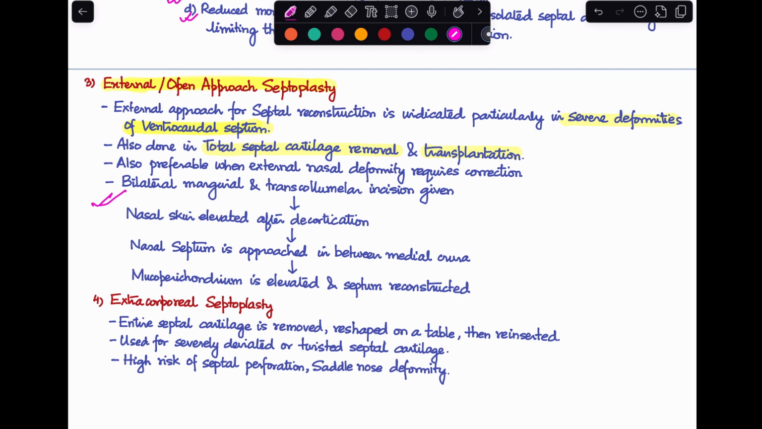We elevate the nasal skin after decortication. Then the nasal septum is approached in between the medial crura. We elevate the mucoperichondrium and reconstruct the septum. So this is our external or open approach septoplasty.